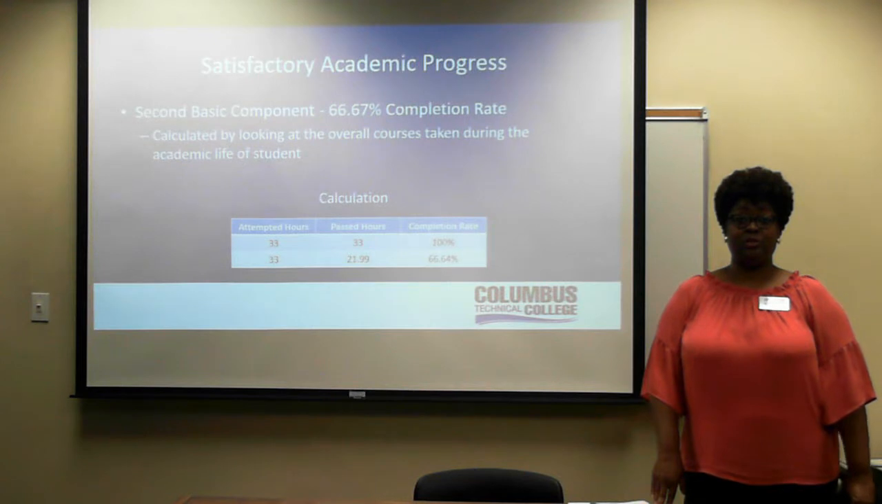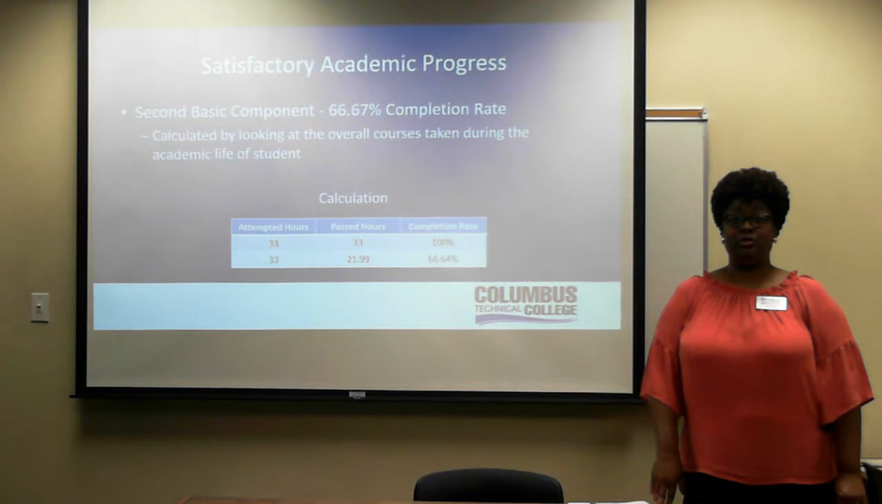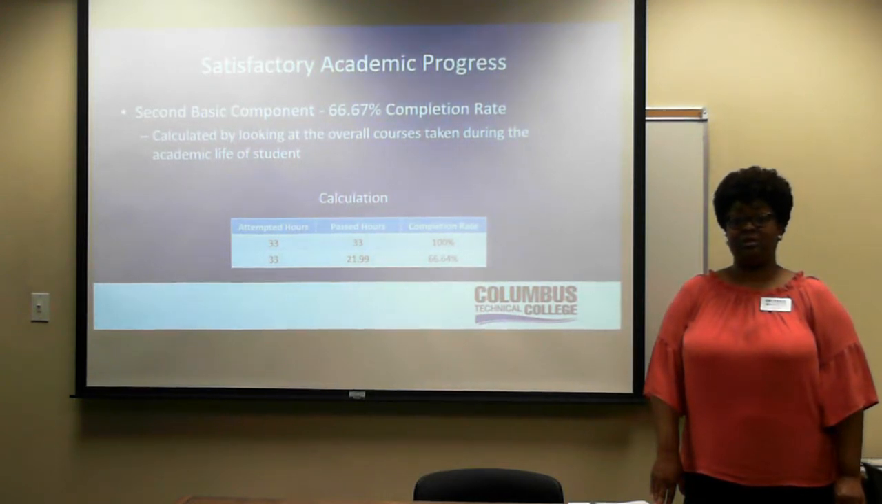We have a second student who enrolled in 33 credit hours, but only passed 21.99 of those 33 credit hours. So the second student, their completion rate is 66.64%, which is below the 66.67% that we're looking for, and therefore the second student is in jeopardy of losing their financial aid.